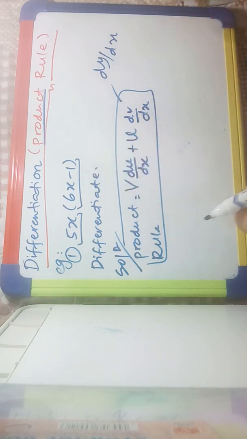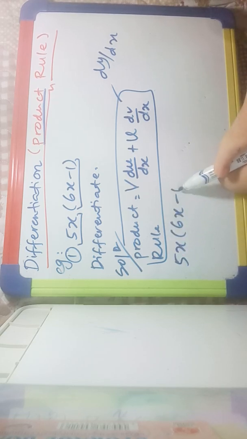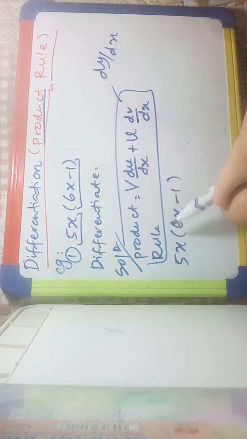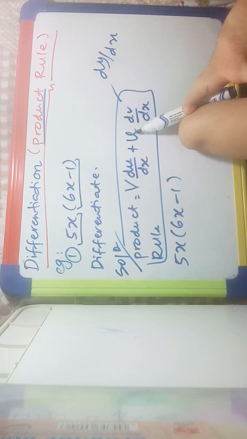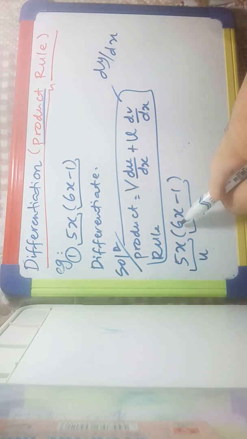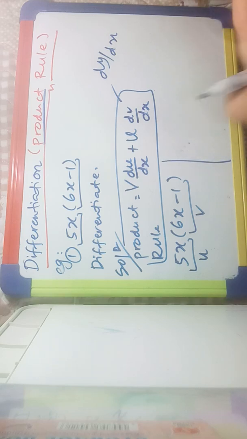Back to our question. Our question said 5x and 6x minus 1. If you don't want to use the product rule, you can also expand the bracket. But here I want to show you by using the product rule. Based on the formula, there are two unknown variables, v and u, so I will use an assumption. Let's say this is u, this is v. u is 5x, v is 6x minus 1. I will directly use the formula.